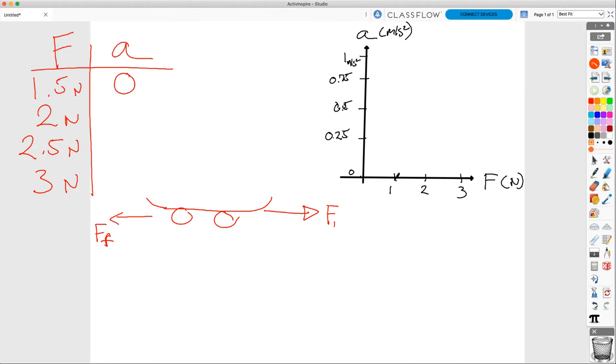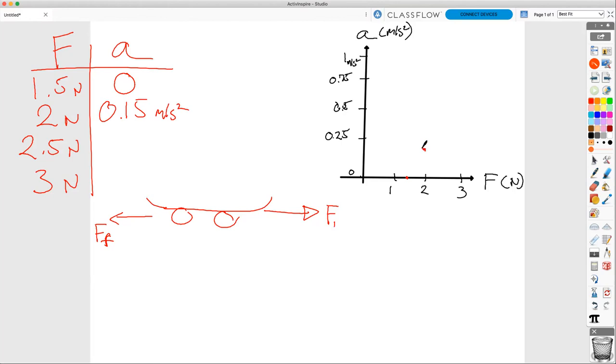So we know that 1.5, so we count out here 1, and then halfway between 1 and 2 is 1.5, and we're going to put our first point. Then for 2 newtons, we came up with an acceleration that we calculated in class of 0.15 meters per second squared. So for 2 newtons, we're going to move up to 0.15. Now, here's 0.25, 0.15 just a little bit below that. Okay, there's our graphing point for the second one.